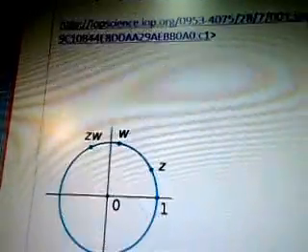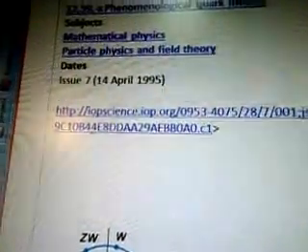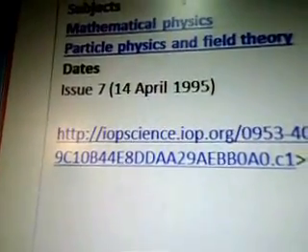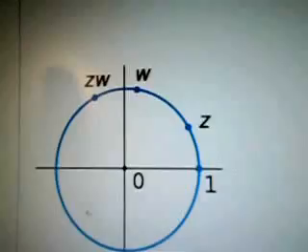That's from 1995. Look at the date, April 14, 1995. Isn't that funny? It's around the same month, just a different year. And that's from iopscience.iop.org. Okay, I found this little graph here, which I thought was interesting.